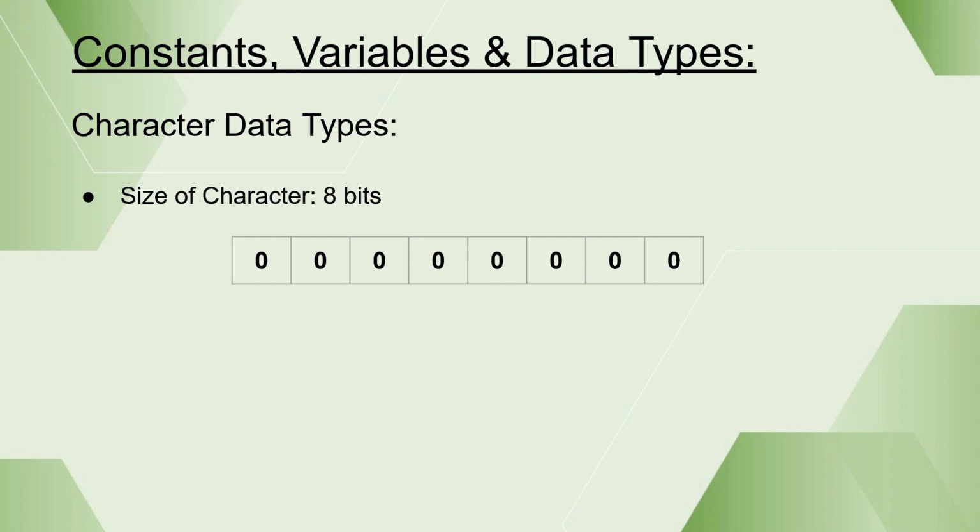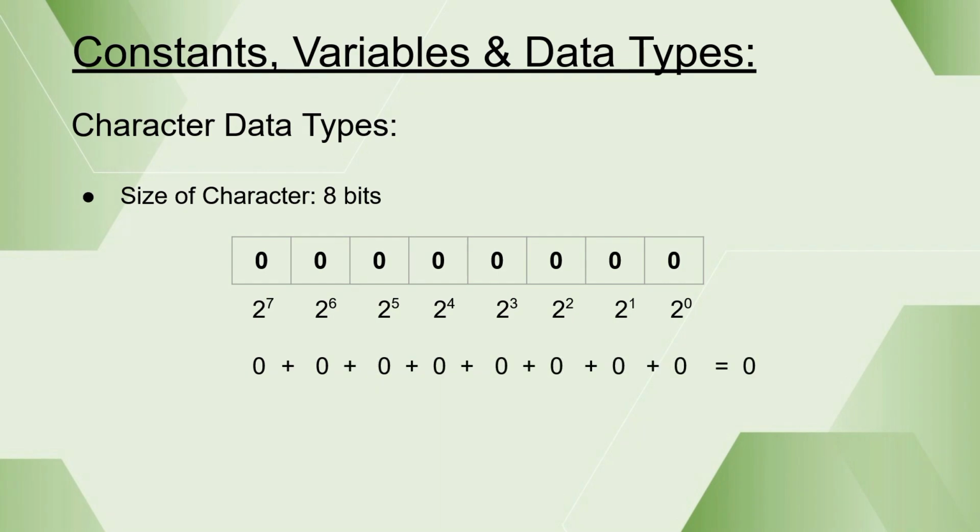Now we are converting it into decimal format. First, on the right side, it is 2 to the power 0, then 2 to the power 1, 2 to the power 2, 2 to the power 3, and so on. Now we multiply 0 by 2 to the power 0, 0 by 2 to the power 1, 0 by 2 to the power 2, and so on. The values are 0, 0, 0, 0, 0, 0, 0, 0. Let's add them. The answer is 0. So the minimum value of a single character is 0.